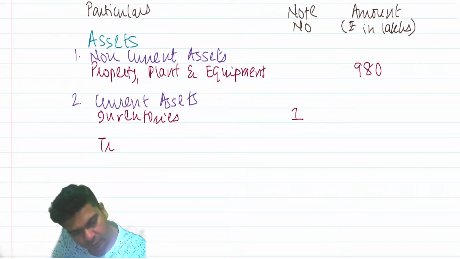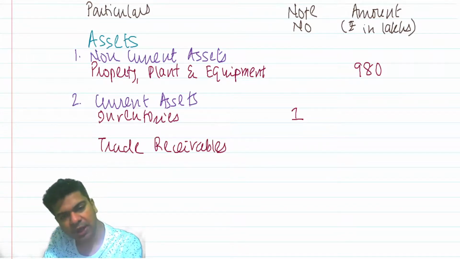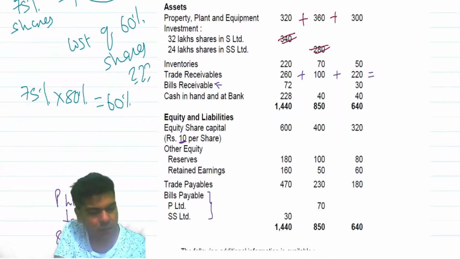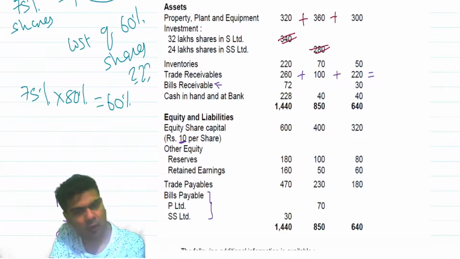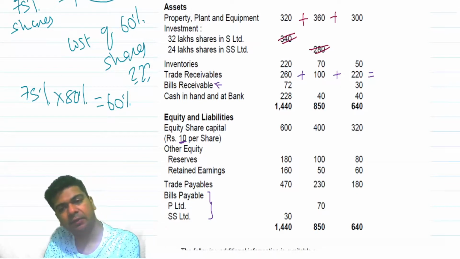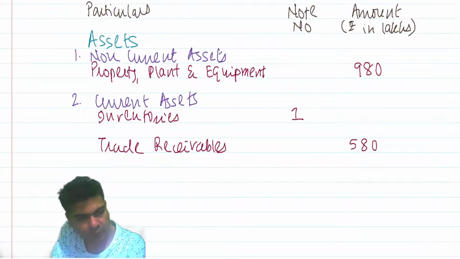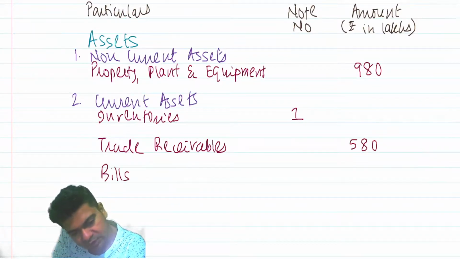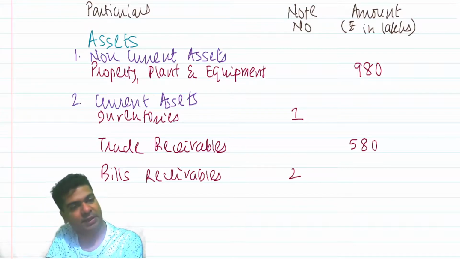So we say trade receivables. Carry out the line by line addition here. 260, 100 and 220, 580. And then we have bills receivables. We'll prepare a note for the same.